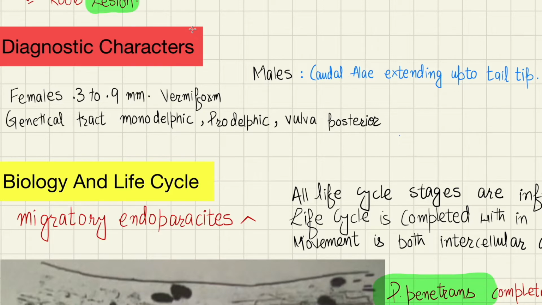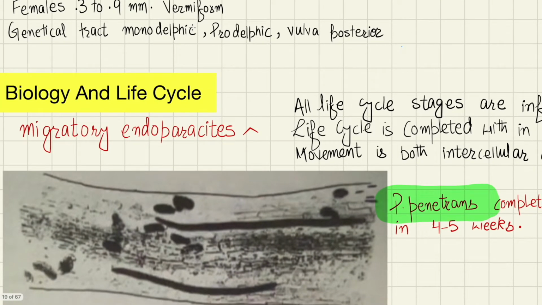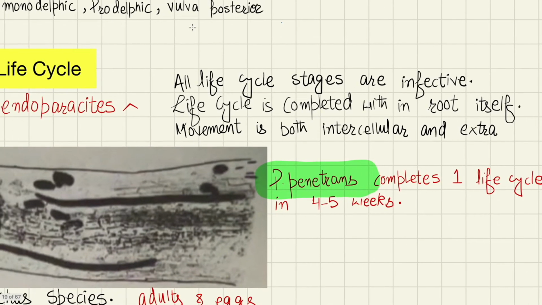If we look at the biology and life cycle of lesion nematode, it's a migratory endoparasite, meaning it moves from one place to another place inside the plant, and all life cycle stages are infective. The life cycle of lesion nematode is completed within the root itself. Movement in the roots is both intracellular and extracellular. So both movements are present here.